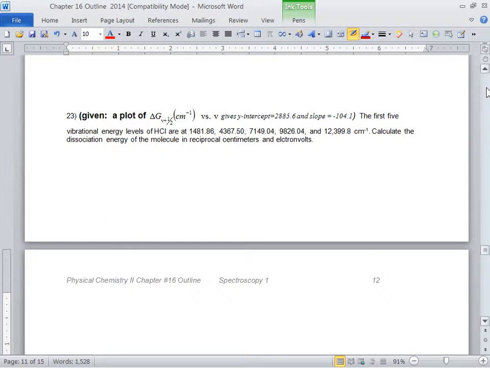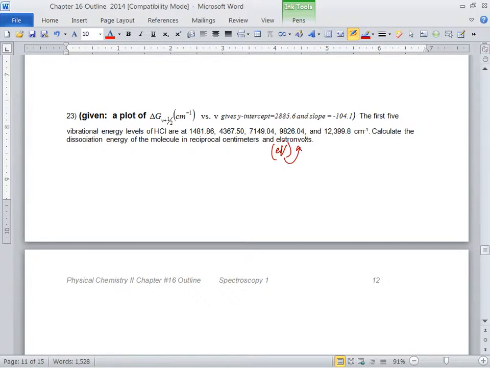Given a plot, it gives y-intercept 2885.6, and so on. The first 5 vibrational energy levels. Calculate the dissociation energy of the molecule in reciprocal centimeters and, let's say, electron volts, eV.